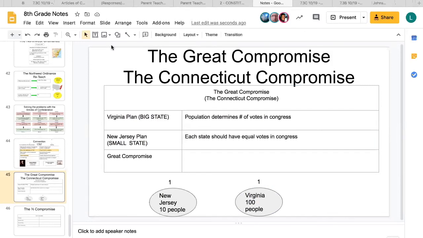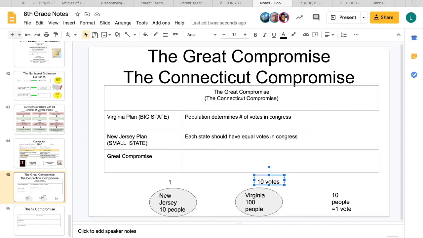So let's say that 10 people equals one vote, which is real easy math here. I wish Ms. Bella was still in the room. 10 people equals one vote. So under this new plan, how many votes does New Jersey get? Nice. And how many votes does Virginia get? 10. So now, how many New Jerseys do you need to outvote Virginia? You need a total of 11 New Jerseys or 10 more New Jerseys.